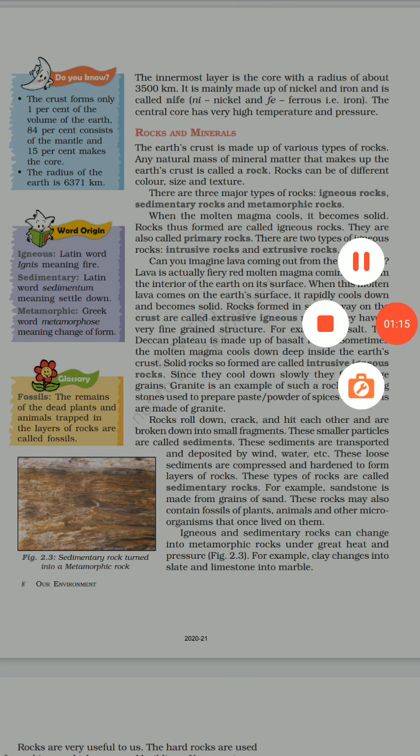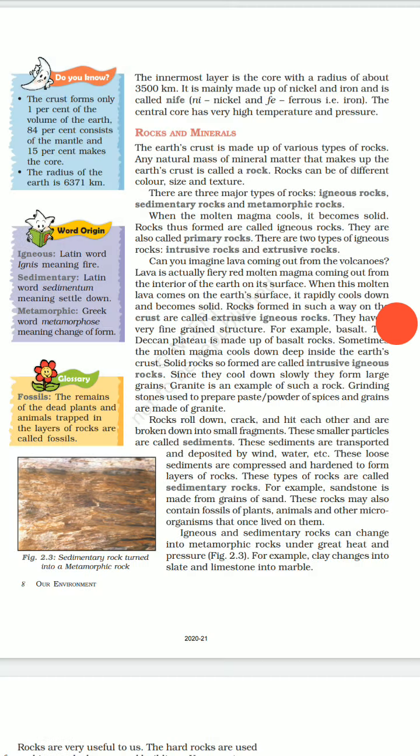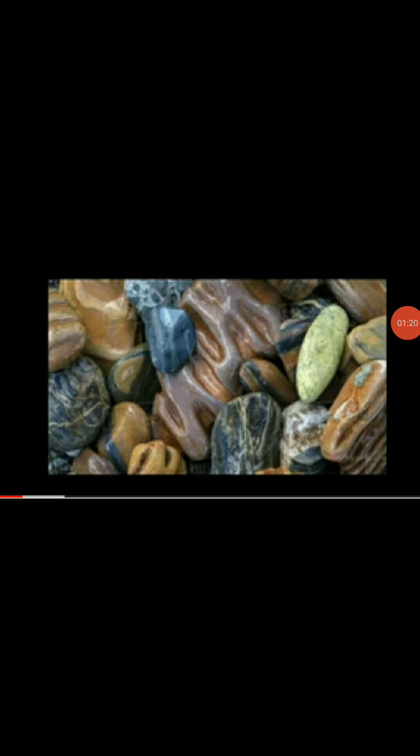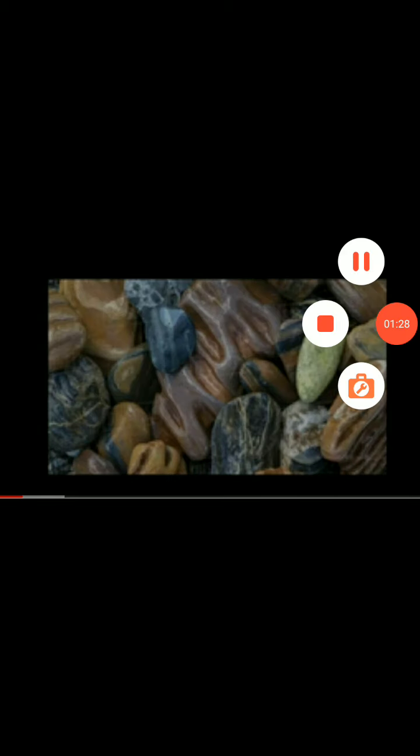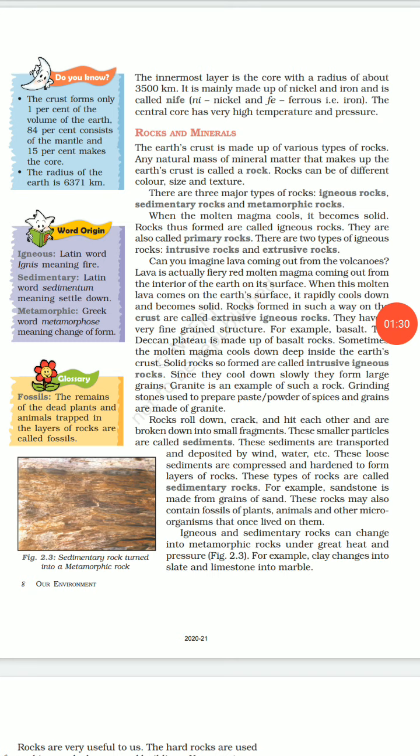We can see here the picture of the rocks also. These are the different shapes of rocks, and different types of rock are made in different ways. There are three major types of rock: igneous rocks, sedimentary rocks and metamorphic rocks. When molten magma cools, it becomes solid rock. Rocks thus formed are called igneous rocks. First we are going to see the meaning of igneous rock.